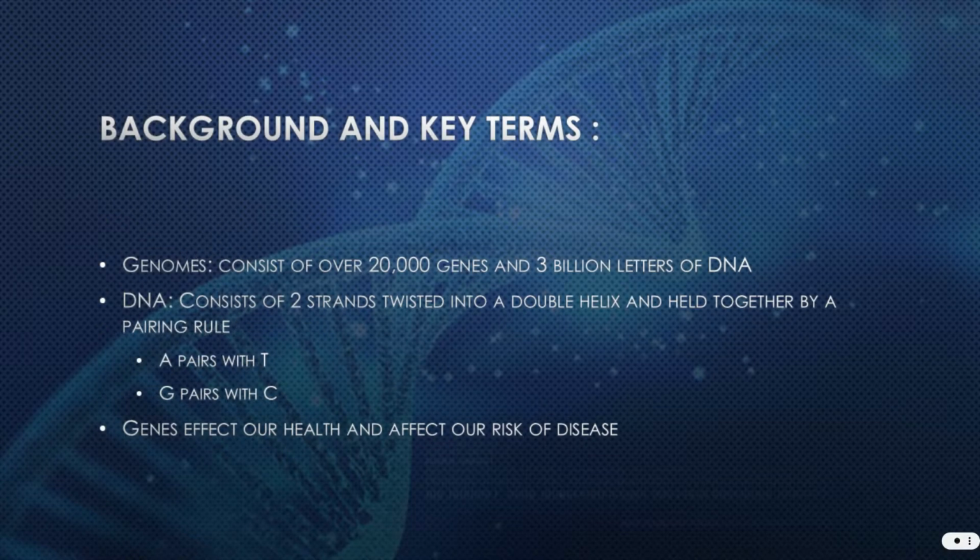In the body, there are multiple cells containing copies of the genome, which consists of over 20,000 genes and 3 billion letters of DNA. DNA consists of two separate strands twisted into a double helix and held together by a pairing rule: A pairs with T and G pairs with C. These genes have an effect on our health, many of which have been identified to affect our risk of getting diseases. Researchers have been able to identify new technology that can edit and repair our DNA that contains some of those diseases.